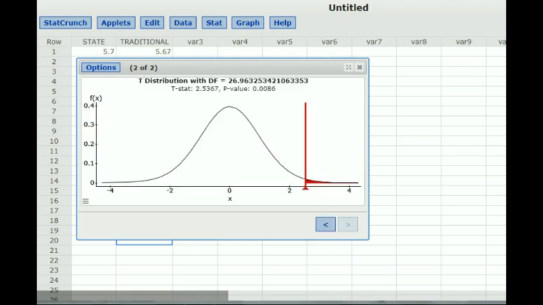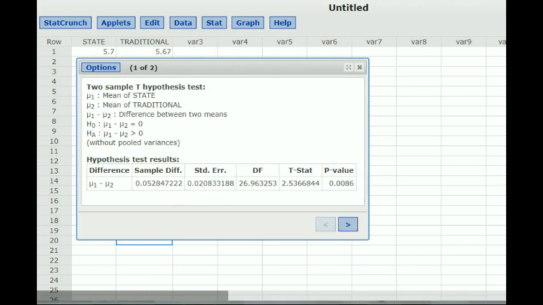And let's go ahead and look at our p-plot here. Notice we're in this area here. We're looking at greater than, so again we have this value here. Okay, so we were looking at a level of significance of 0.05. Our p-value is less than that, so we will reject the null hypothesis. That means that state quarters do weigh more than traditional quarters.